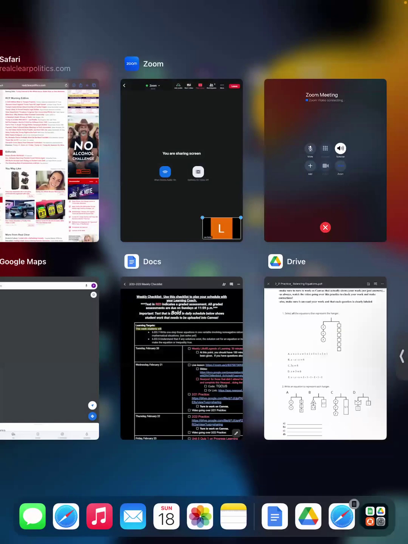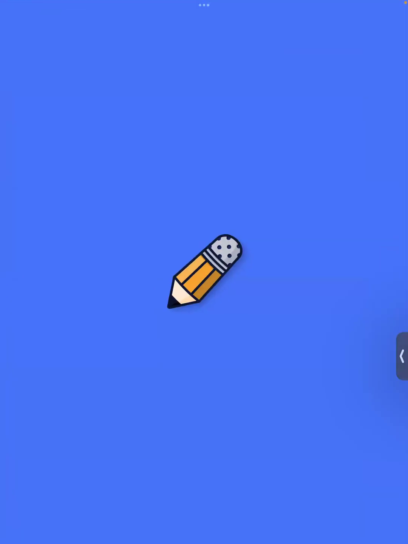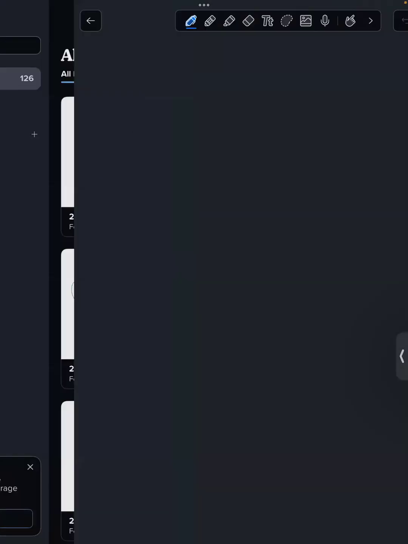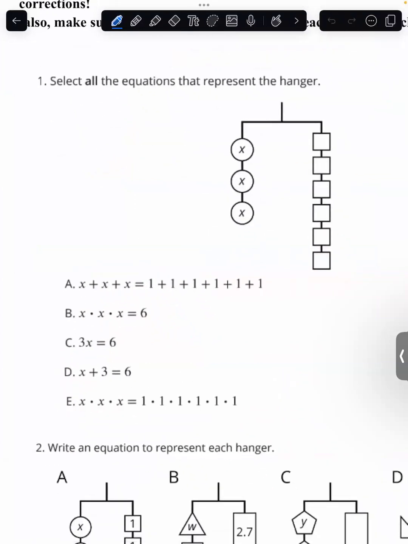All right, so here we're doing this somewhat odd thing where we're balancing equations with hangers. But I think it makes pretty good sense once you look at it. So we're looking for all the equations that represent the hanger. Here we have 3 x's equals 6 ones, or 6 little squares. So that would be x plus x plus x, and then the 6 ones right there. So that one's right.